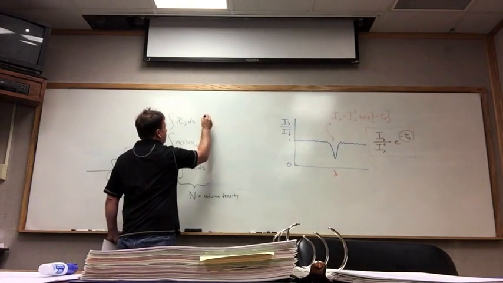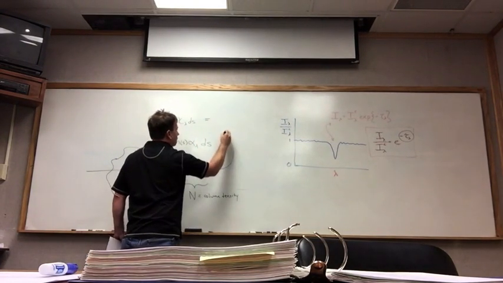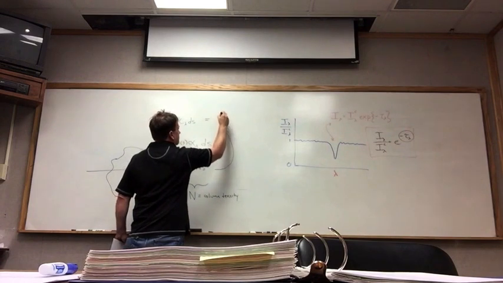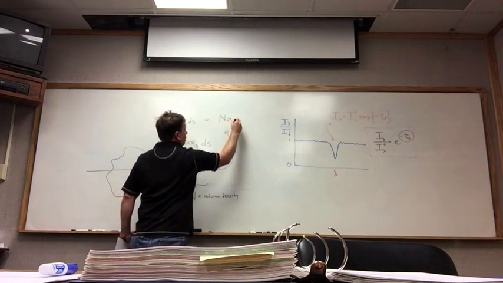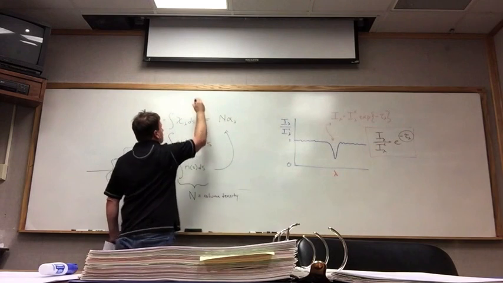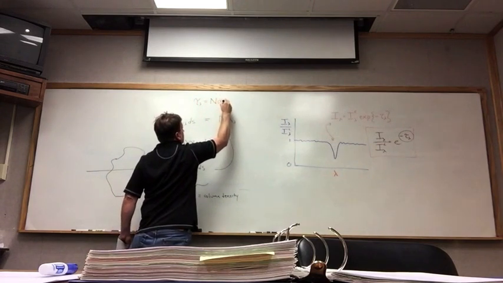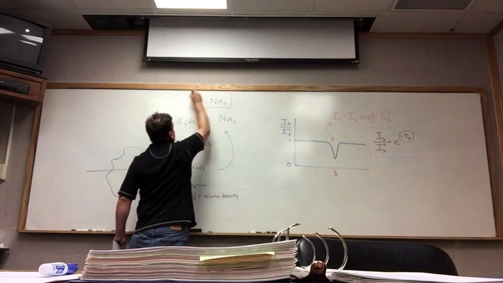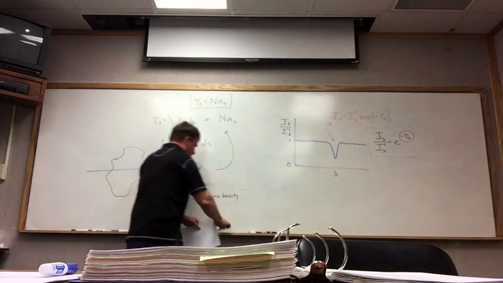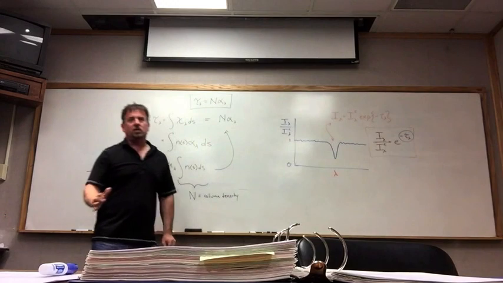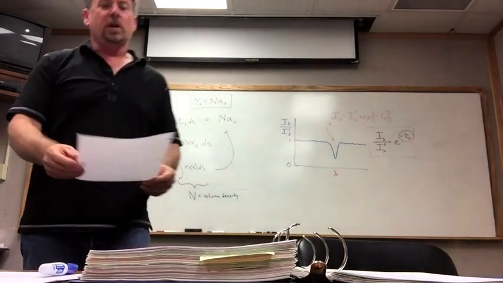So I'm just going to go back up here, bring it back around, and say that we can write this as N times alpha lambda. So in other words, tau equals N times alpha lambda. Now you might be saying, well, all you're doing is hiding physics into a number. And it's true, we are.